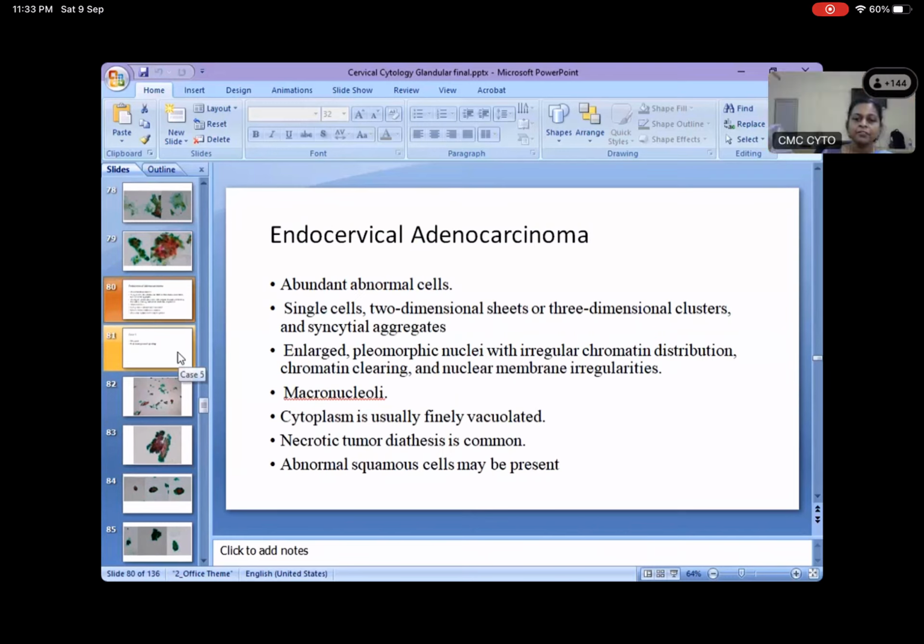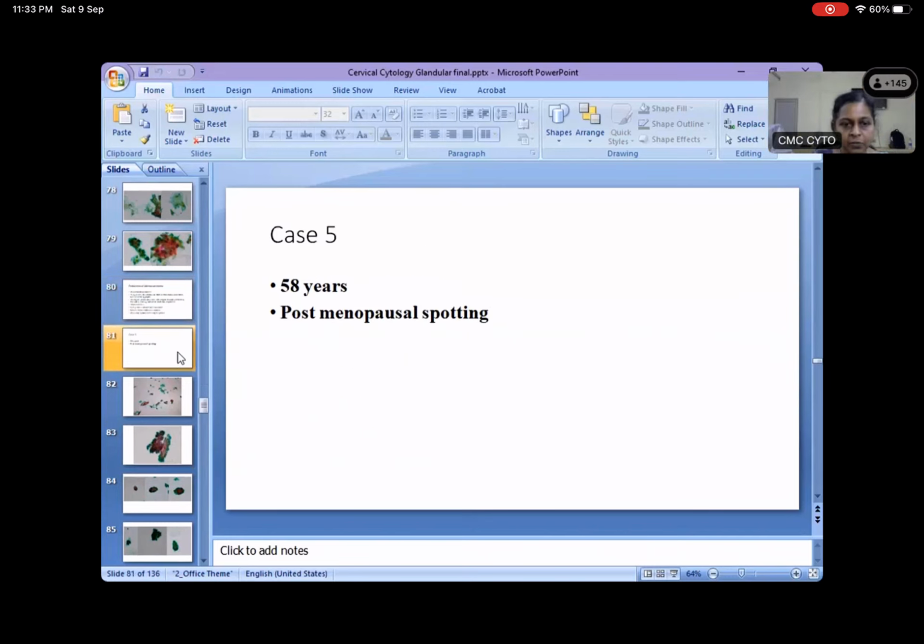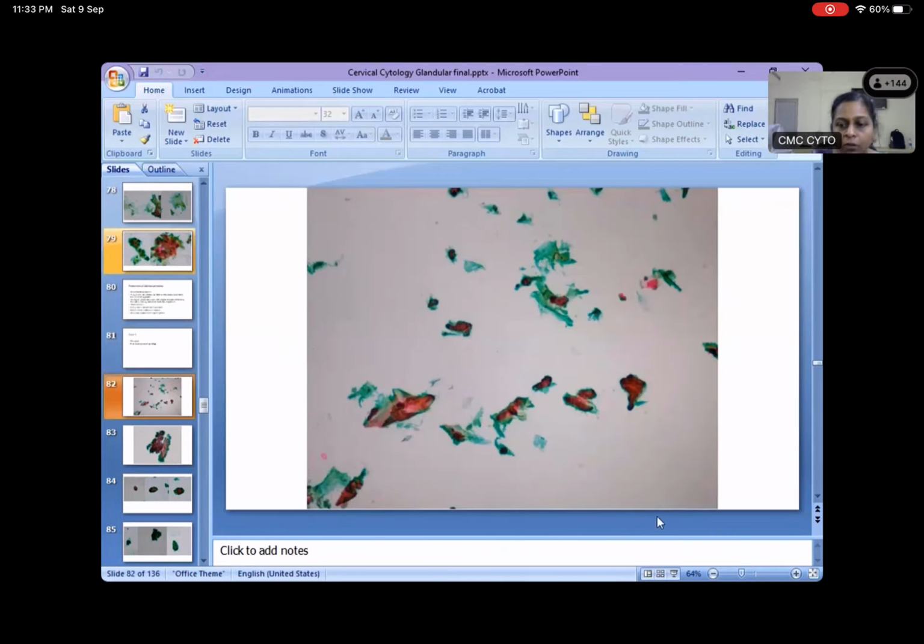Okay, so that finishes endocervical adenocarcinoma. Now going to the last case, which is a 58-year-old lady with post-menopausal spotting. Dr. Pratik, would you like to take this case? Yes, ma'am. Oh, sorry, I need to go full screen. Okay, so this is a low power picture.